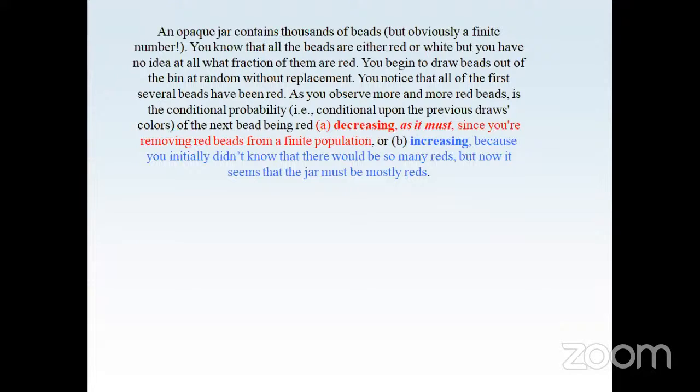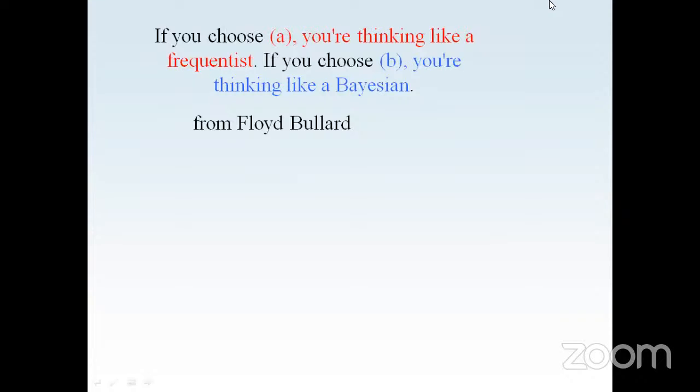So you have two possibilities, since you do not know how many red or white beads there are. Either the probability of red decreases because it is a finite population, or it increases if you feel there are more red beads inside the jar. So again, if you choose A, you are thinking like a frequentist, or if you choose B, you are more thinking like a Bayesian.